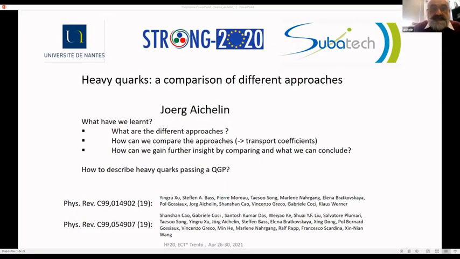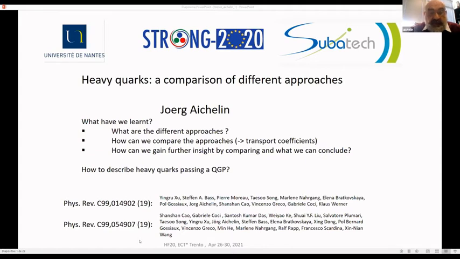Is this visible? Yes, we can see your slides. Perfect. So good morning, good afternoon, or good evening to everybody. And thank you very much to the organizers who charged me to talk about two meetings which resulted in two papers, which are just listed here, where we try to make a comparison of different approaches to the heavy quark physics in the quark-gluon plasma.